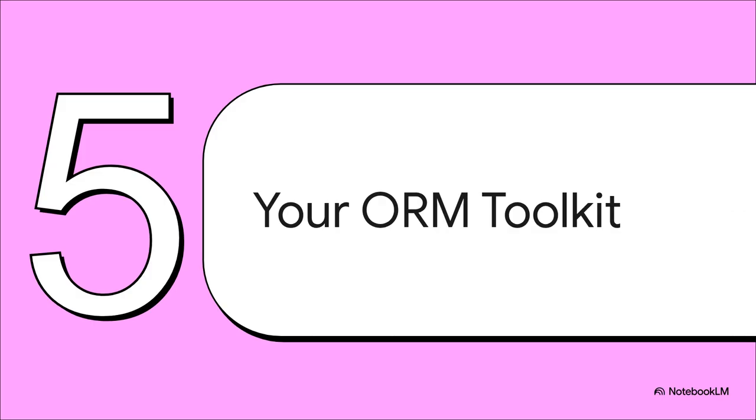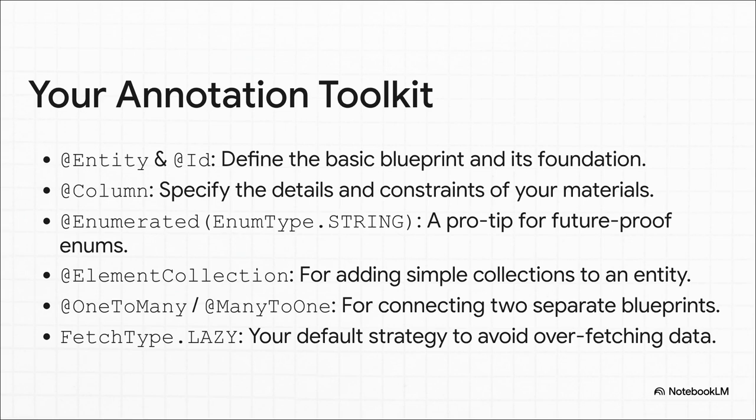So let's take a breath and recap. We have covered a ton of ground here, from basic mapping and relationships all the way to nasty performance traps. Let's pull it all together and just look at the powerful set of tools we've assembled. Just look at this toolkit you have now. You can define any class as an entity with a primary ID. You can use @Column to forge all the fine-grained details. You know the safe way to handle enums. You can build out complex structures with @ElementCollection and create powerful links with @OneToMany, all while using lazy fetching to keep your applications snappy.